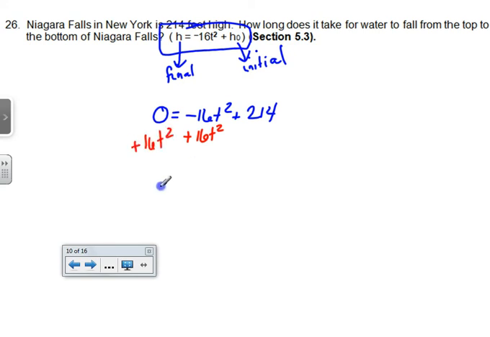You could have subtracted 214, it doesn't matter. It's going to work out the same way. Since there's only one variable in the question, I'm going to isolate it, so I'm going to divide by 16. And I get t squared equals, let's see, 13.375.